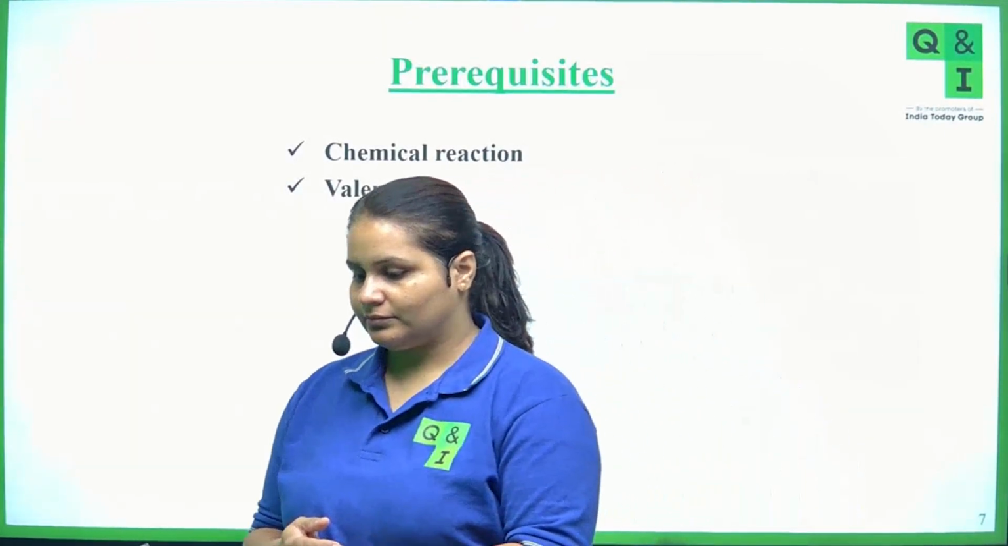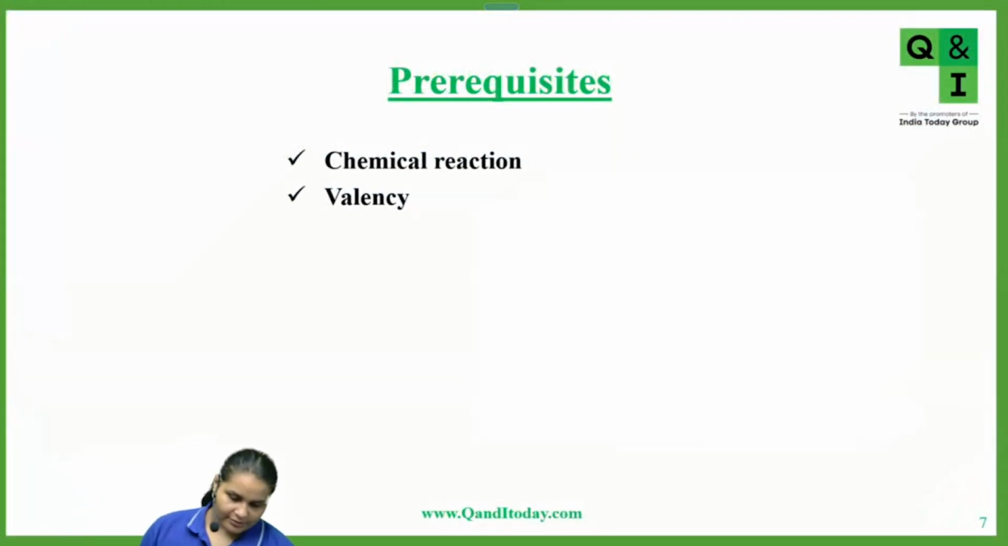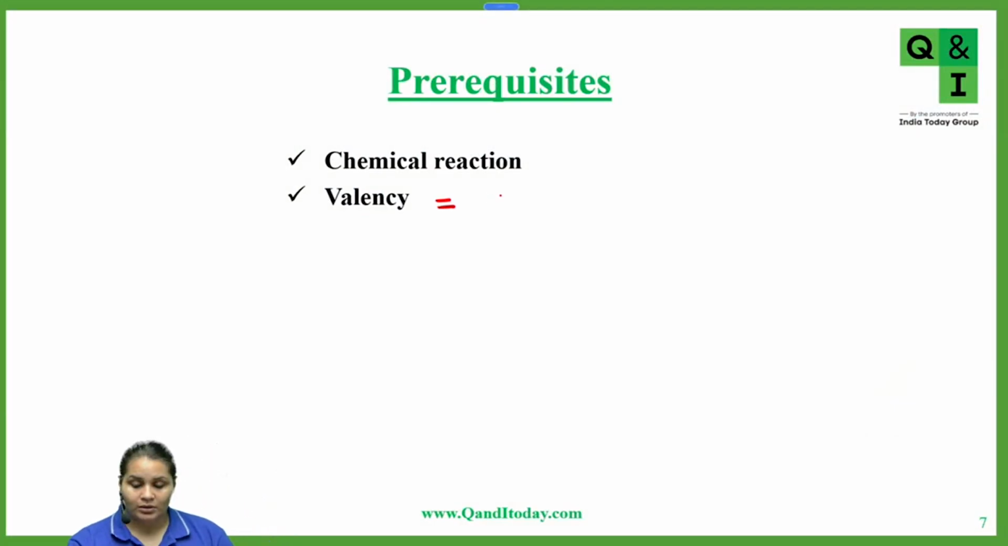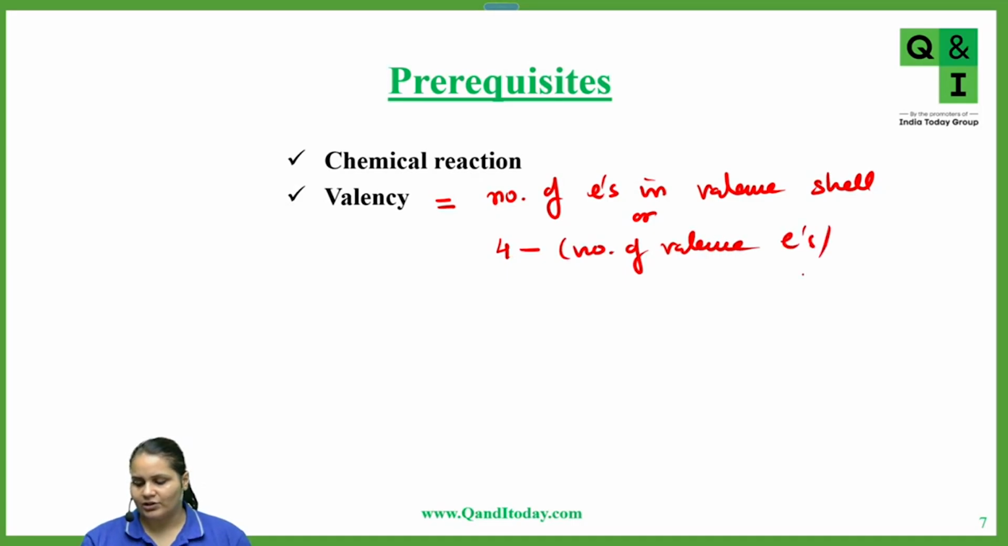Using the number of electrons. Sorry? What did you say? Valency is basically equal to the number of electrons in the valence shell, or if they are more than 4, then 4 minus the number of valence electrons, meaning those present in the valence shell. Do you remember these formulae? Yes. Okay, fine.